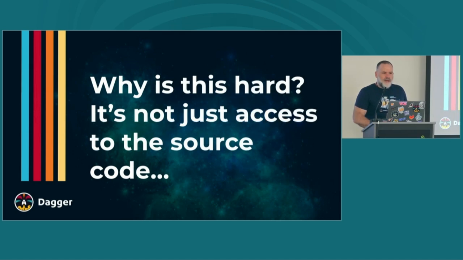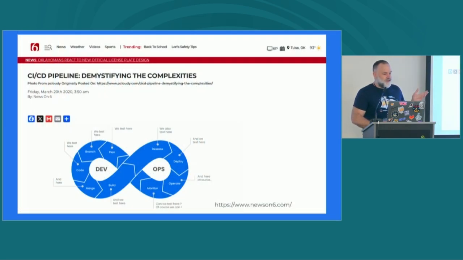So why is it hard to make your local environment the same as the CI environment? It's not just whether you have access to the source code and can say, I'm going to compile this myself and set up everything myself. This is funny. I went to look for one of these "how to run things" diagrams, and the first thing that came up in my search was the Channel 6 News in Tulsa, Oklahoma. Apparently, they have an article up about CI/CD pipelines. I was like, wow, that's amazing. It's from 2020, but still, I was amazed to see it.